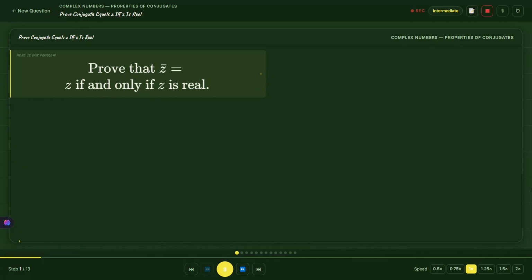Let's look at what we need to show. We need to prove two things. First, if z is real, then the conjugate equals z, and second, if the conjugate equals z, then z must be real.